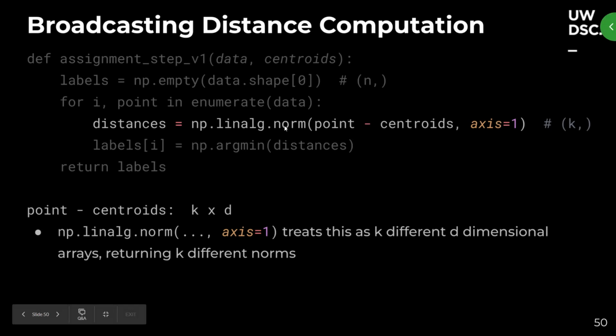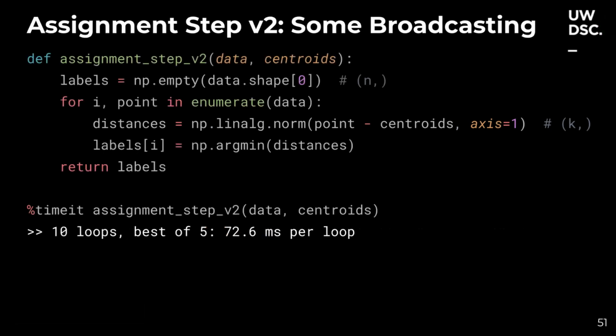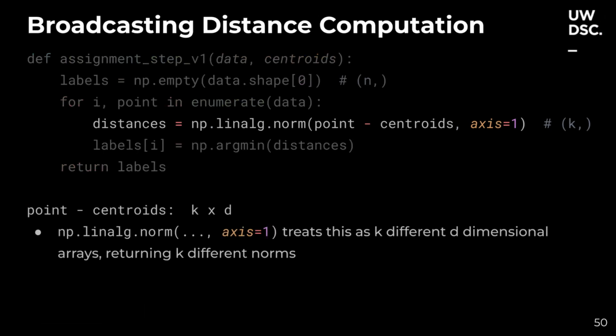Then when we call np.linalg.norm with axis equals 1, when we specify this axis, we're saying this is the axis we want the reduction to happen over. More specifically, we're treating this k by 3 array, k by d array, as k different d-dimensional arrays, and then returning the k different distances. Don't worry, I'll give you a chance to play with this code to see what that means exactly. But on a high level, does that make sense?